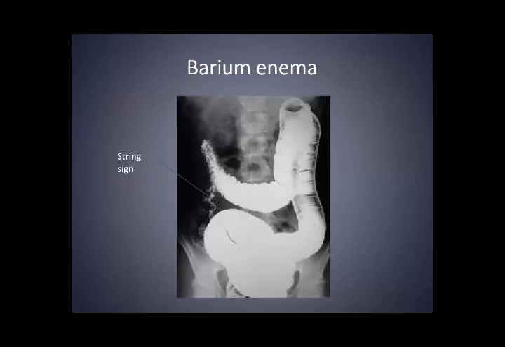Another important finding is the rose thorn ulcer, because this is a transmural disease. It will show small ulcers. These are called rose thorn ulcers, and the area of disease involved, and they are skip lesions on barium enema.